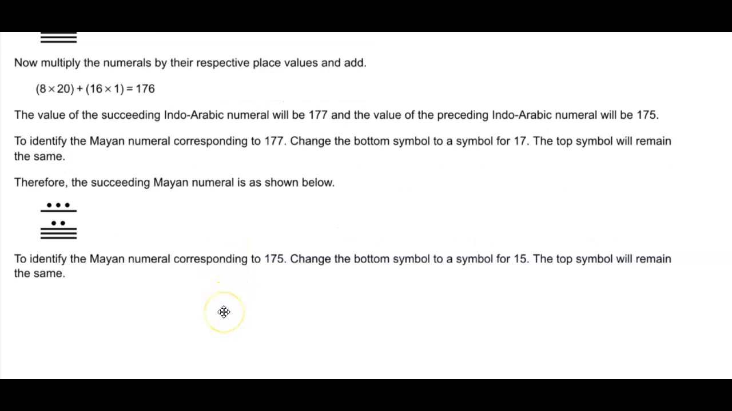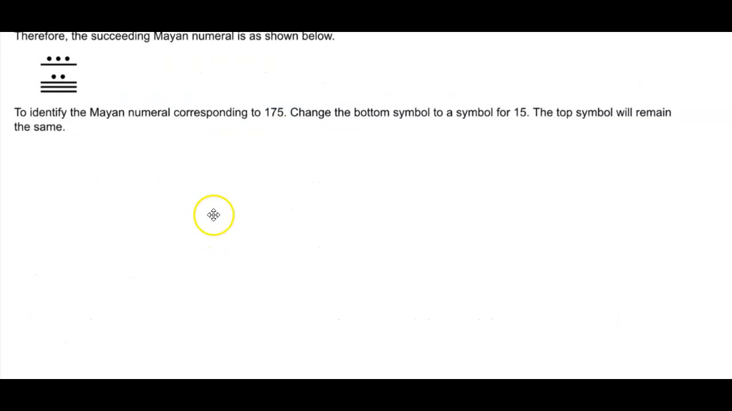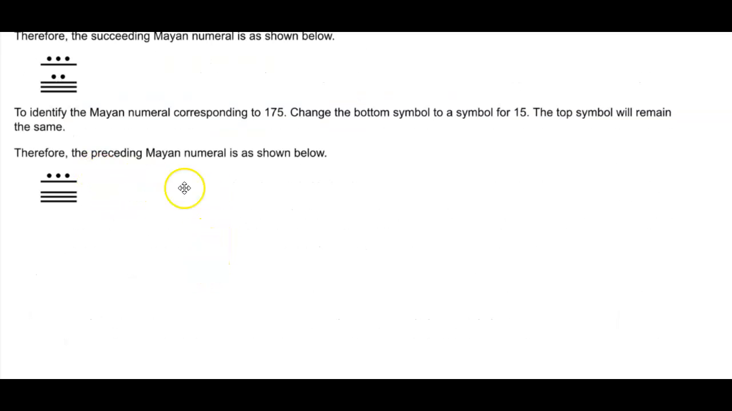Now, to identify the Mayan numeral corresponding to 175, we need to change the bottom symbol to a symbol for 15, and the top symbol is going to remain the same. So if we come up here, we can see what the symbol is for 15, and therefore there is our numeral for the preceding Mayan numeral.